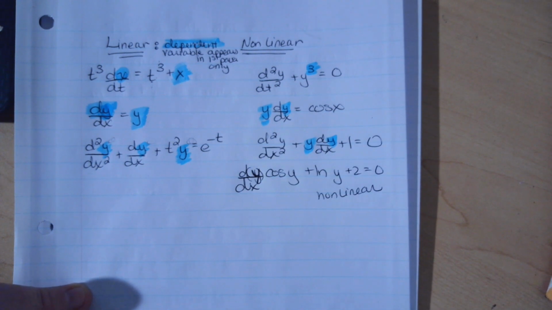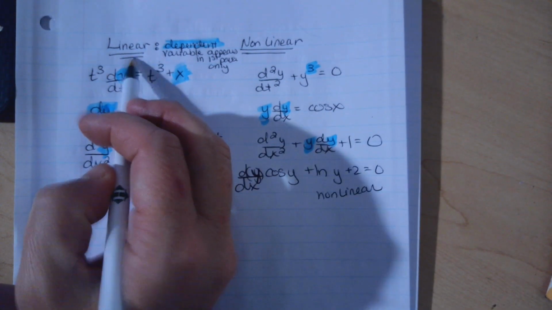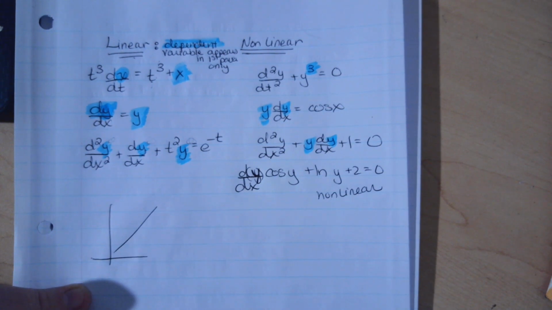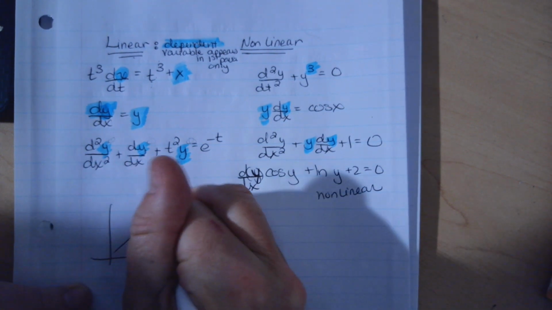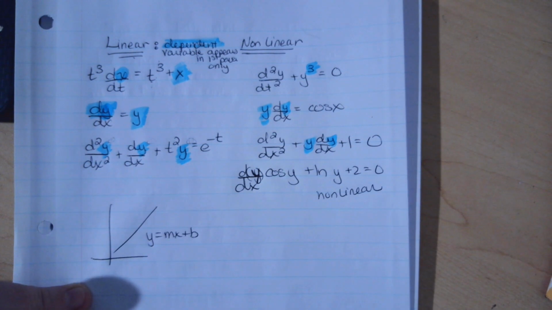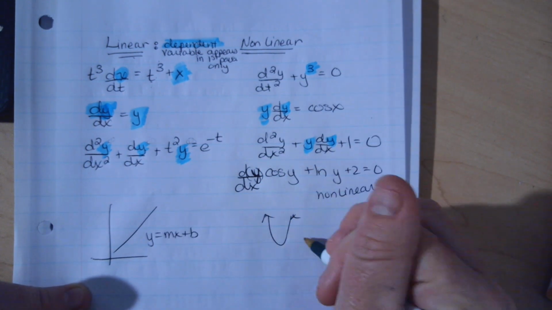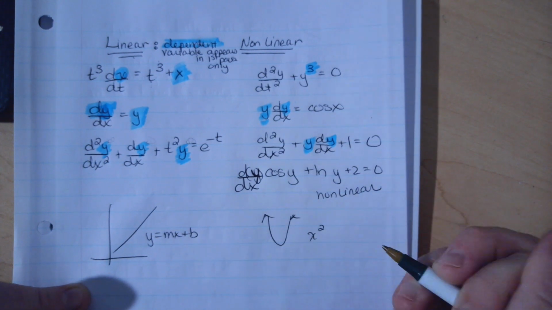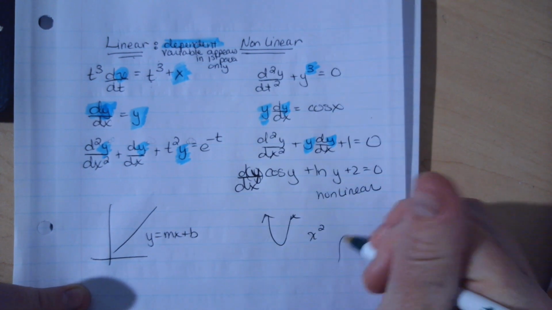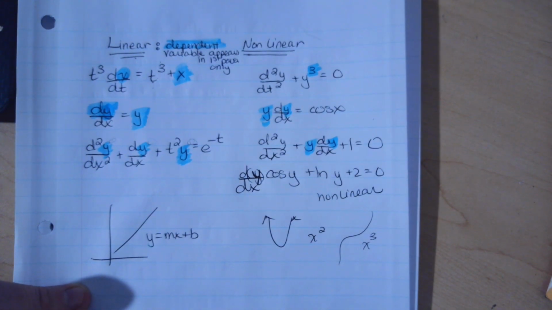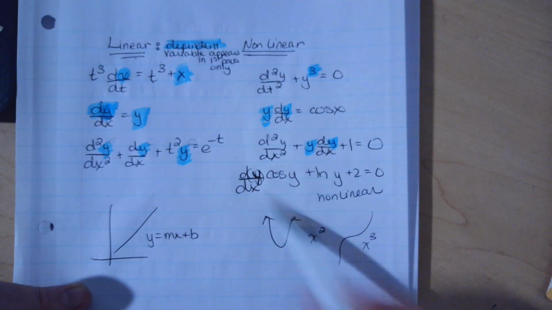That's nonlinear. So, I mean, you guys know what a line is, right? y equals mx plus b. So all of our nonlinear friends are like our parabola, when we have our x squared, x to the third, things like that. Those are our nonlinear friends.